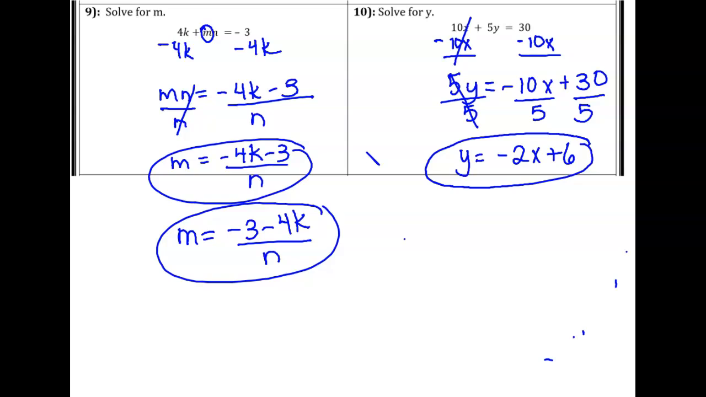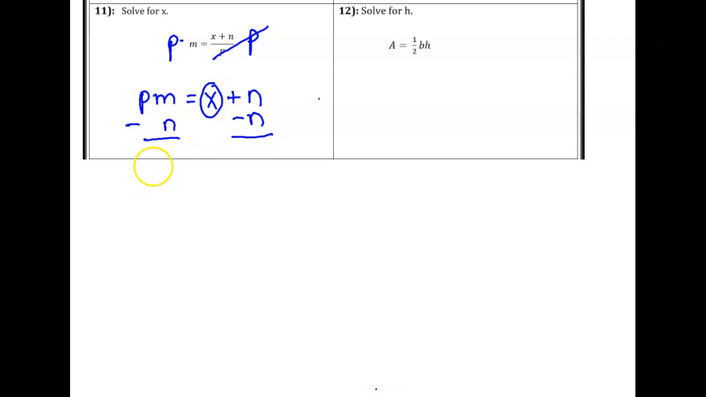Okay. Number 11. We want to solve for x. So in order to get x by itself, we've got to multiply both sides by p. Okay, because p divided by p is 1. So we're left with pm is equal to x plus n. Again, we're solving for x, so we just need to subtract our n from both sides. Now, these are not like terms, so pm minus n is equal to x. Or I can rewrite it as x is equal to pm minus n.